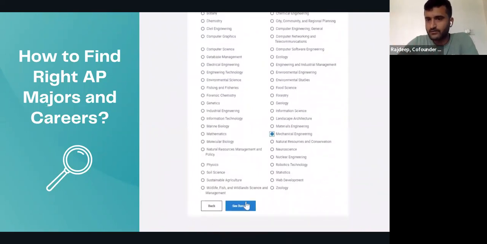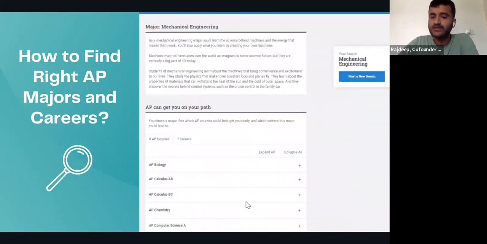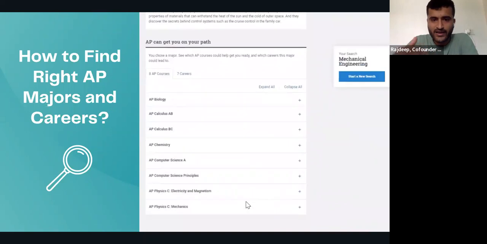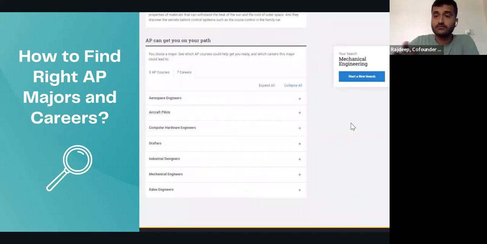So you can pick anything and experiment with this on your own as well. You click on see results, and it clearly showcases what are the different APs that you should be looking at. So bio, calculus AB, calculus BC, chemistry. It'll also show you what career options are available to the child if he or she decides to pursue mechanical engineering. So it could be an aerospace engineer, a pilot, drafter, industrial designer, mechanical engineer, sales engineer, and so on.